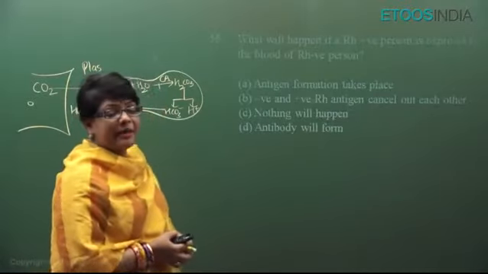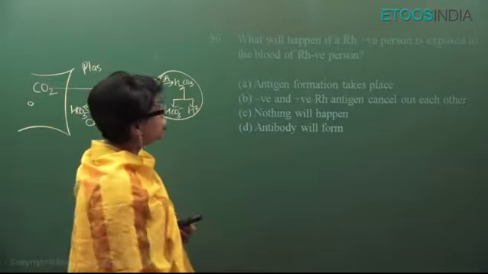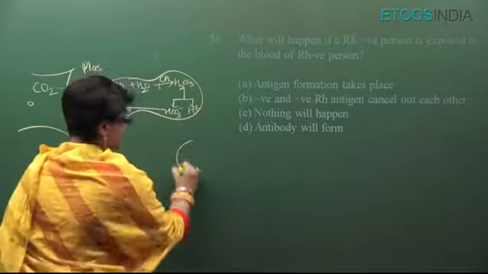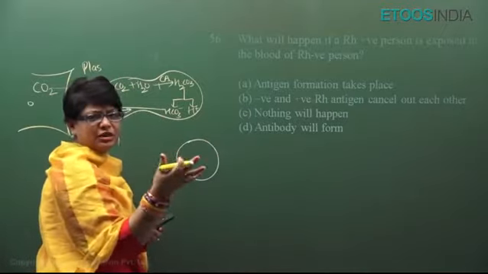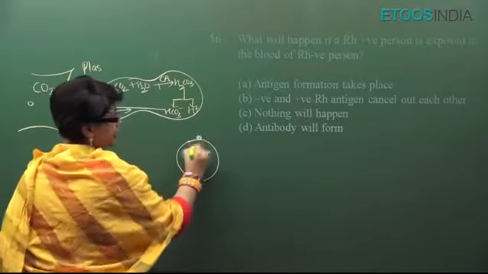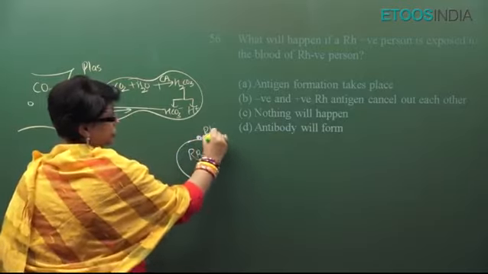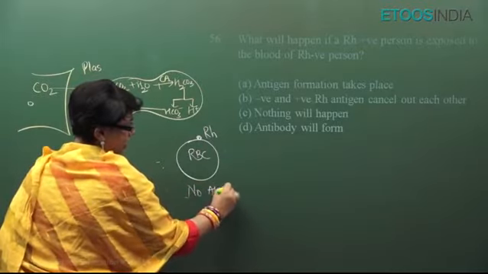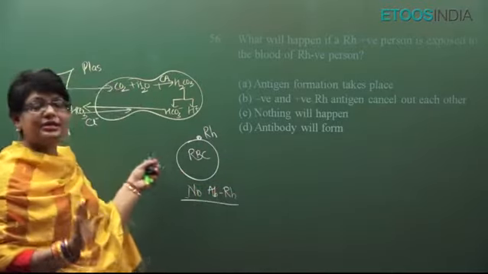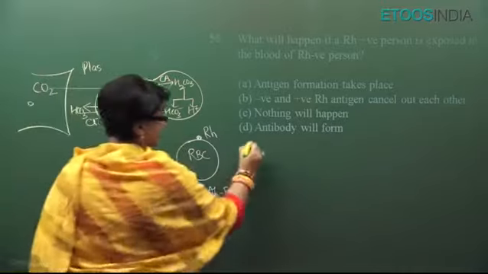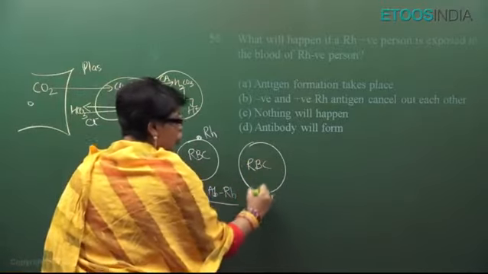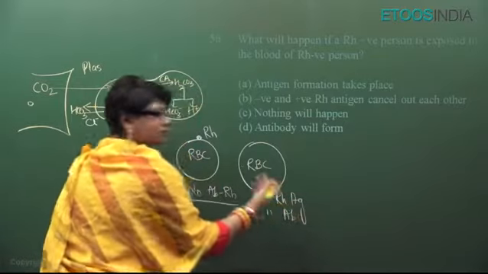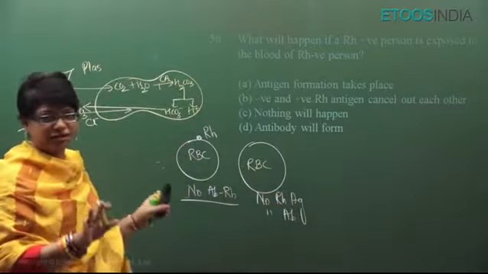Now, what will happen if Rh positive blood is exposed to the blood of Rh negative person? Rh positive means, it could be A positive, B, AB, O positive. Rh positive means on the surface of RBC there is Rh antigen. That means no antibody against this Rh antigen in the plasma. It has Rh antigen. Rh negative blood means no antigen Rh and no antibody. Antibody is not there, whether it is Rh positive or Rh negative.